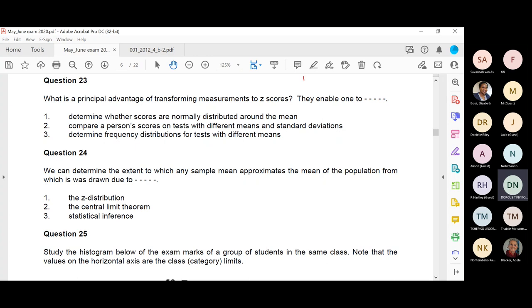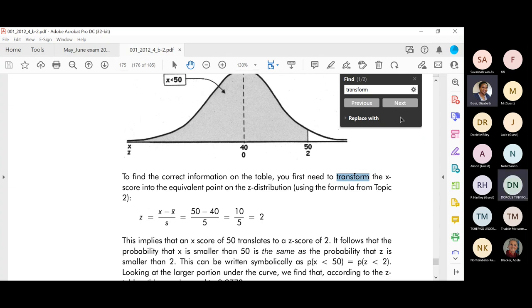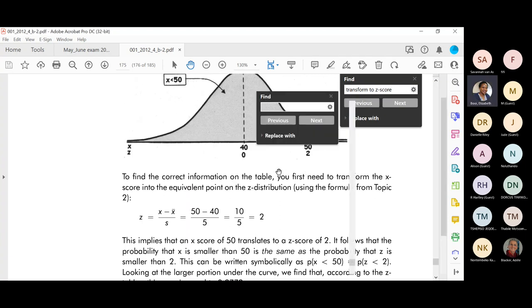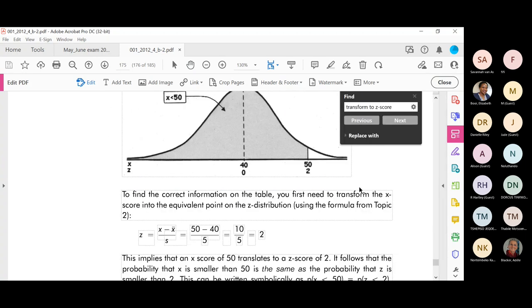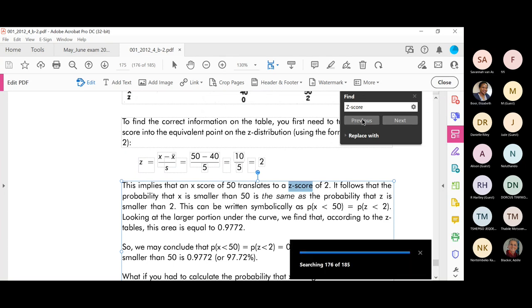We transform measurements to see the difference between two things, like the means and the standard deviations. Why are we transforming? Maybe I'm checking the wrong thing. I must just go to Z score. Do you have Z score as a topic in your module?